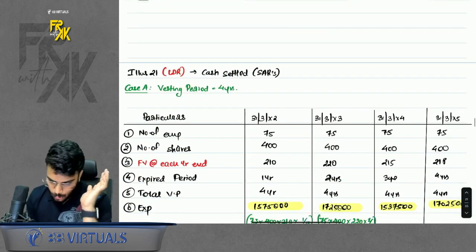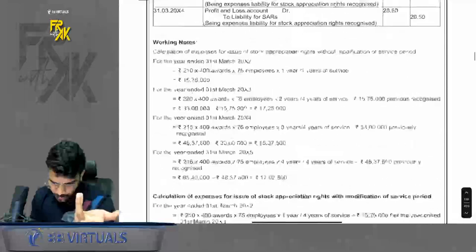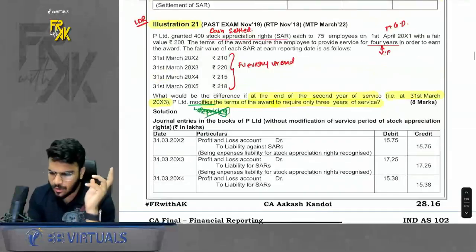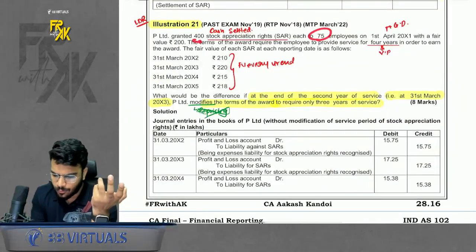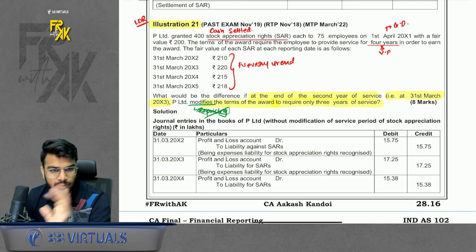Do remember that. To understand this part better, we have one illustration number 21, which is a good question. What is there? A normal question where there are 75 employees, 400 options, fair value is 200, but the fair value on grant date is of no use for me.